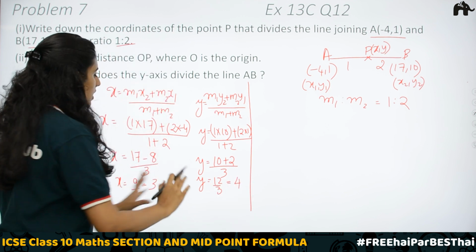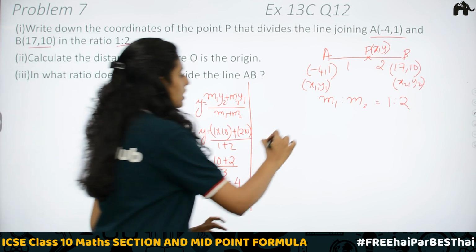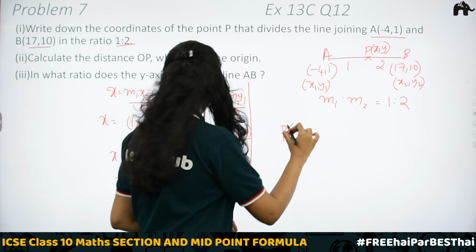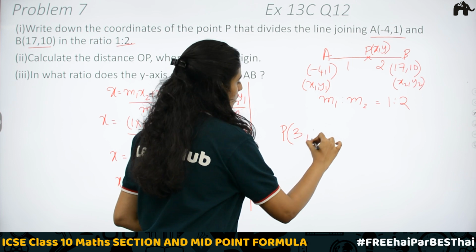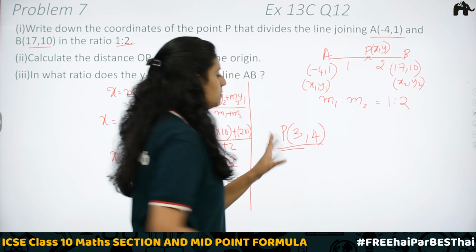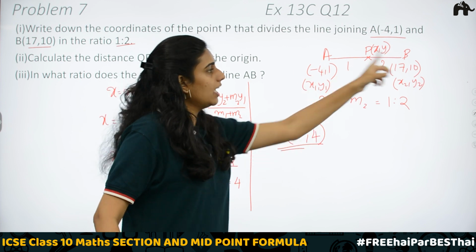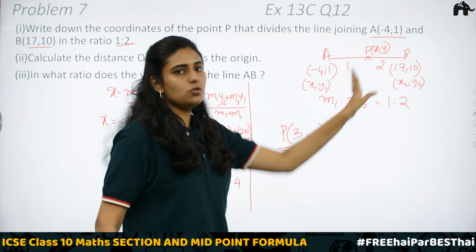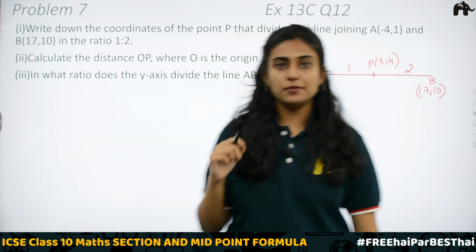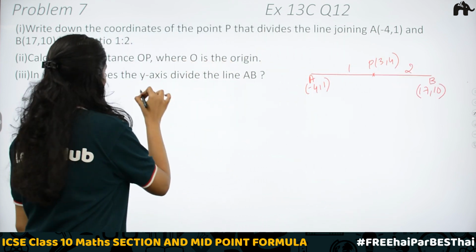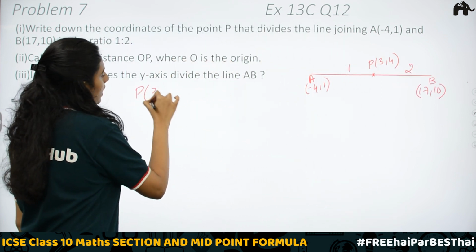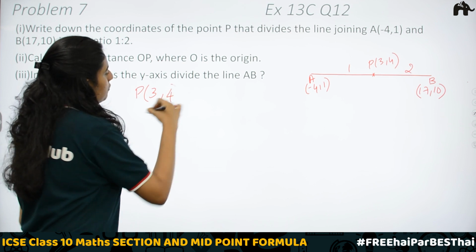Okay, we got x and y. Therefore, the coordinates of point P are 3, 4. This point P of coordinates 3, 4 divides the line joining A and B in the ratio 1:2. Clear? From the first part, we got point P. Coordinates of P are 3, 4.